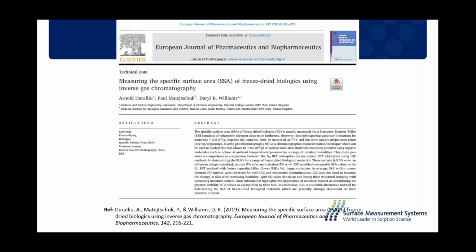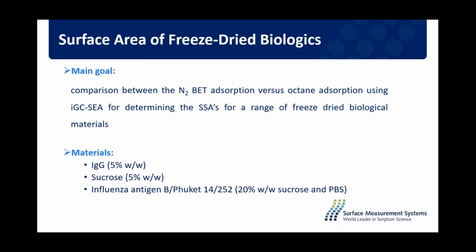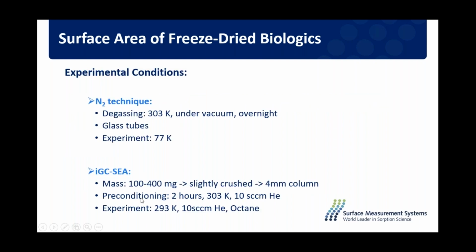So to move on to some case studies by IGC of where these are used for pharmaceutical materials. Some of this work was done by our group. This is a paper done by Dr. Williams' group at Imperial College, using inverse GC to measure the specific surface area of freeze-dried biologics. The goal was to compare nitrogen sorption versus octane sorption in inverse GC to determine the specific surface areas for some freeze-dried biologics. The model materials were IgG, sucrose, and an influenza antigen that you can see here.